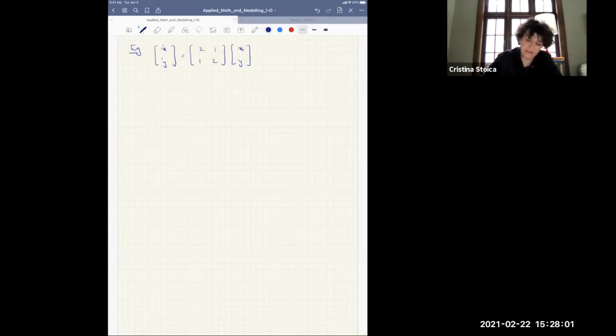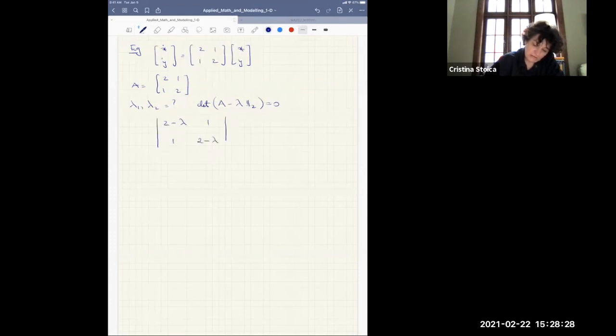And we got here. So in this case, A is 2, 1, 1, 2. And then we do the eigenvalues. We have to solve the determinant of A minus lambda identity, 2 by 2, equals 0. So in this case it will be the determinant of something that looks like this. In other words, 2 minus lambda squared minus 1 equals 0.